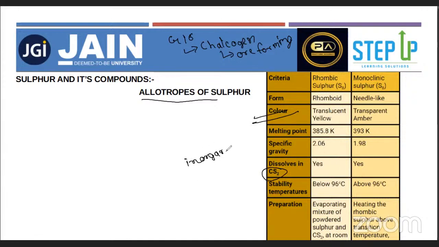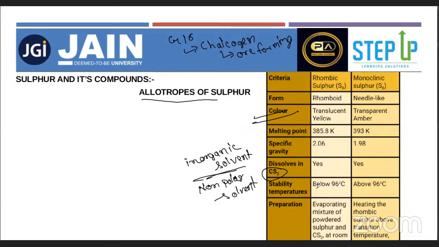Like hydrogen, water is used as a solvent, that is a polar solvent. Sulfur is a non-polar thing, so to dissolve non-polar solutes like sulfur, we try to use an inorganic or non-polar solvent. CS2 is the best example of this.